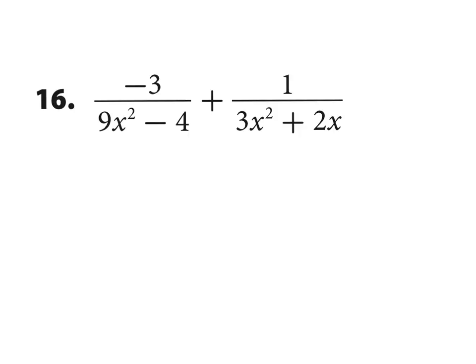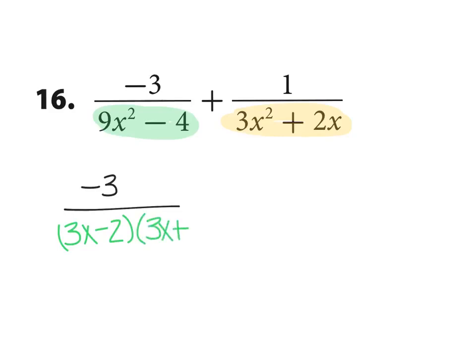Okay, problem 16. So we've got a couple different denominators here, that's not anything surprising. So we have 9x squared minus 4, and we have 3x squared plus 2x. We need to get common denominators. So we're going to leave our numerators alone for now. We have negative 3 divided by, well, 9x squared minus 4, that's a difference of perfect squares. That factors into 3x minus 2 times 3x plus 2.